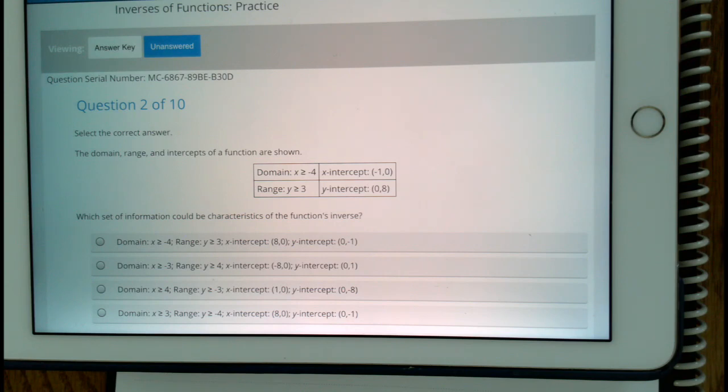Again, the domain is going to be x is greater than or equal to 3, and the range is going to be y is greater than or equal to -4, and the only possibility is going to be that last answer there, and then the x-intercept would be (8, 0), and the y-intercept would be (0, -1).